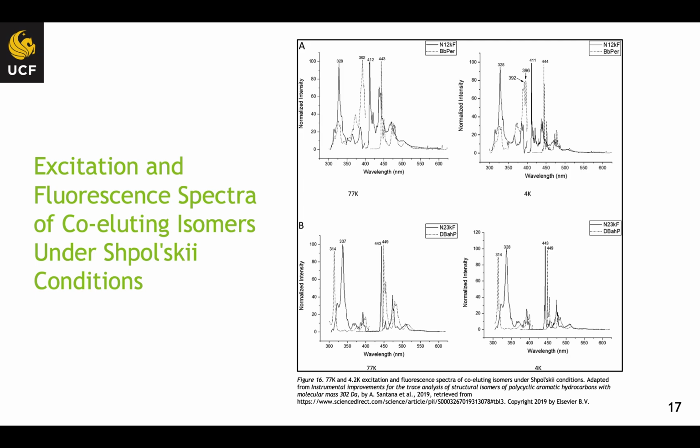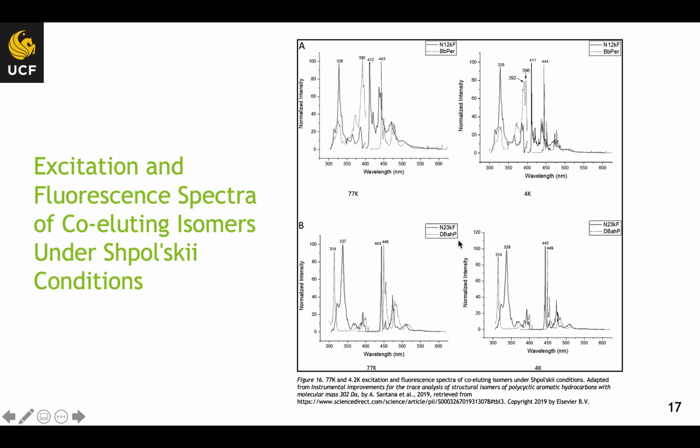However, when we incorporate a mixture of these co-eluting isomers under Shpol'skii conditions at 77 Kelvin and 4 K, we can see the increased sharpness of these peaks, allowing the individual determination of these isomers in a mixture. This is the overlaid spectra of N12KF and BB, so we can see we could selectively identify by this fingerprint at 443 of fluorescence from that of 392 from the other compound, which we normally would not be able to do as shown in the previous slide.